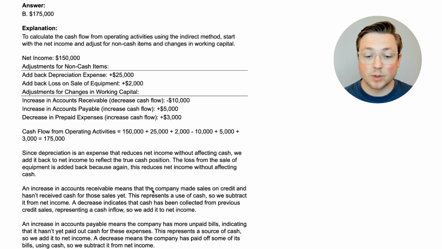An increase in accounts receivable means that the company made sales on credit and hasn't received cash for those sales yet. This represents a use of cash, so we subtract it from net income. A decrease indicates that cash has been collected from previous credit sales, representing a cash inflow, so we add it to net income. So again, another thing that might be a little bit confusing, but it makes sense if you think about it.